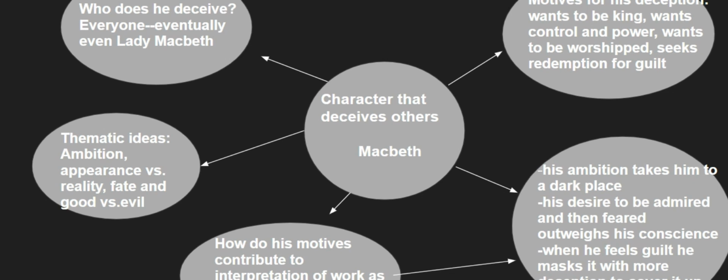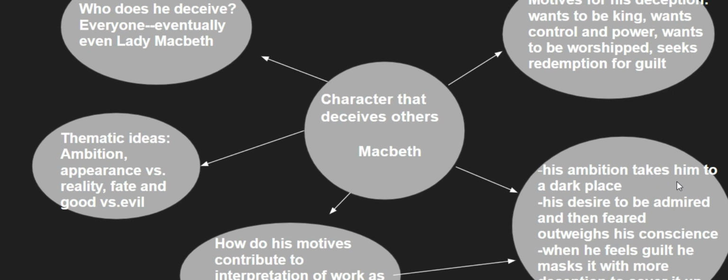If you move over to the left, some thematic ideas that we want to think about are the idea of ambition, appearance versus reality, the idea of fate, and of course, good versus evil. In the second part of our prompt, the task asked, how do his motives contribute to the interpretation of the work as a whole? So if we're thinking about these thematic ideas and these motives, we can put together some thoughts that can start to piece together a thesis statement.